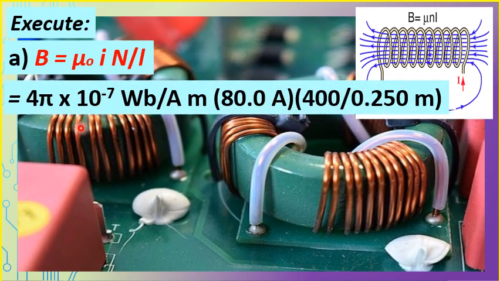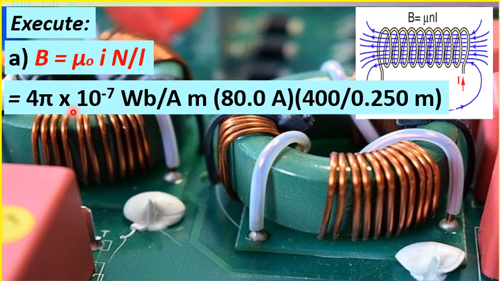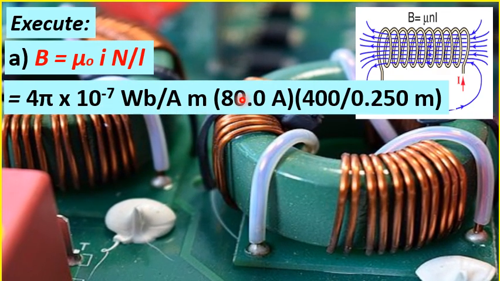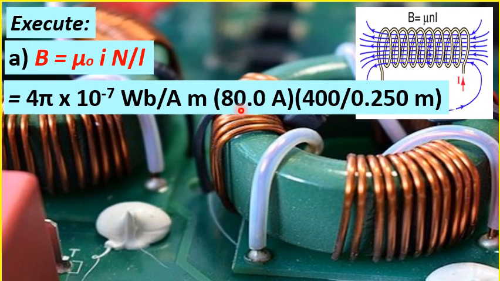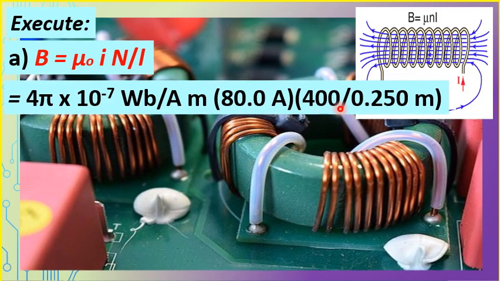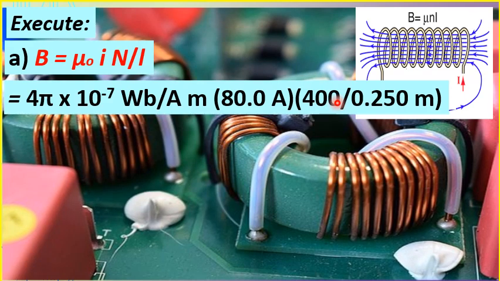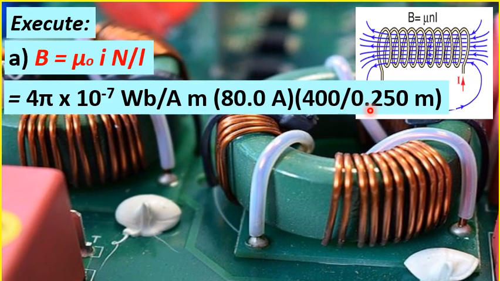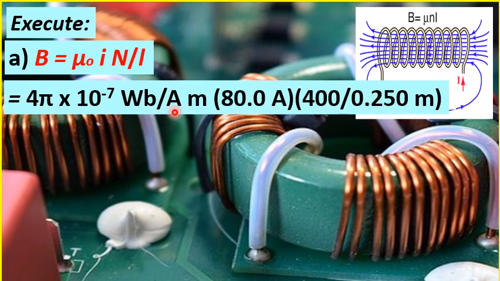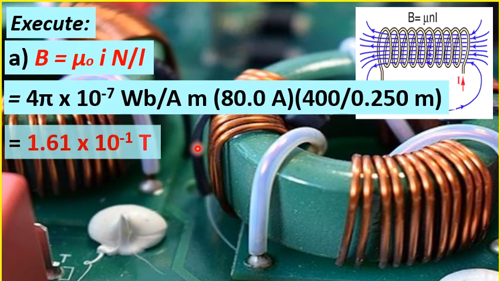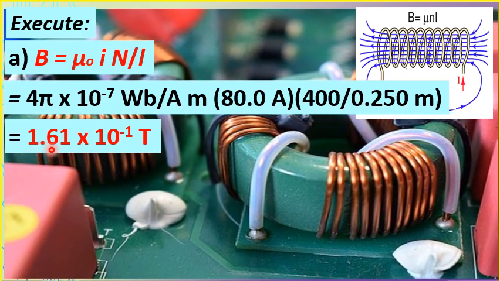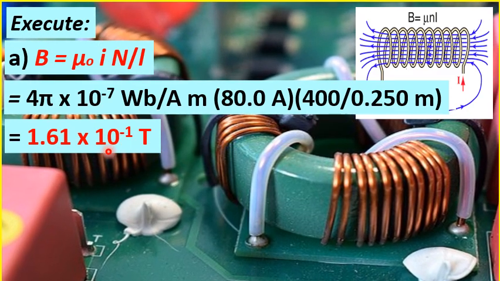we have the value of the permeability of free space equal to 4 pi times 10 to the negative 7 Weber per ampere meter. That will be multiplied by the current 80.0 amperes and the number of turns, 400, per unit length. This is the length of the solenoid, 0.250 meters. So doing our math, we will get the magnetic field inside the solenoid, capital B, equal to 1.61 times 10 to the negative 1 Tesla.